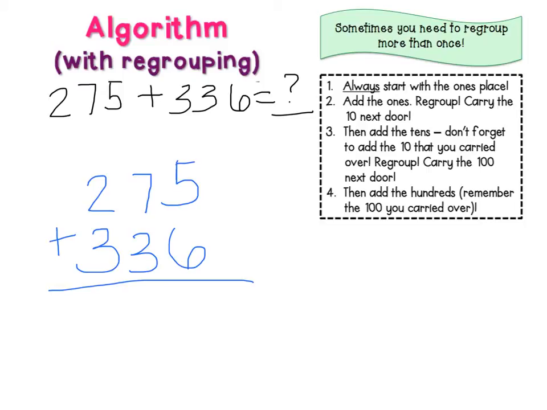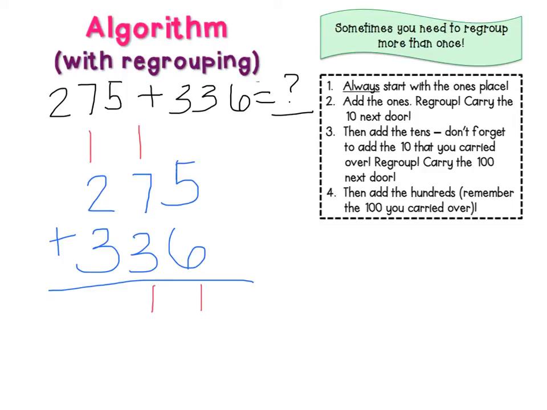Now we can add. We know that 5 plus 6 is equal to 11. But we know that we can't have an 11 in the ones place, so we have to regroup the 10 to the tens column. Now we can add our numbers in the tens place. We know that 7 plus 3 is equal to 10, and we can't forget to add the 10 that we regrouped to give us 11. But we can't have 11 in the tens place. So we'll keep a 1 and then add the 100 over to the hundreds place.